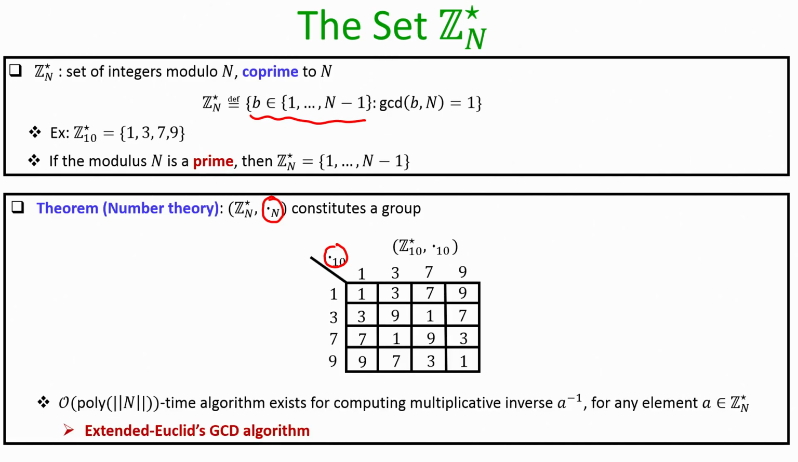Moreover, a well known fact from number theory is that we have polynomial time algorithms for computing the multiplicative inverse, which I denote by a to the power minus 1, for any element a in this set Zn star. There is a well known algorithm for that, which we call the extended Euclid's GCD algorithm, which we will discuss in one of our subsequent lectures. The running time of that algorithm is polynomial in the number of bits needed to represent the modulus n.